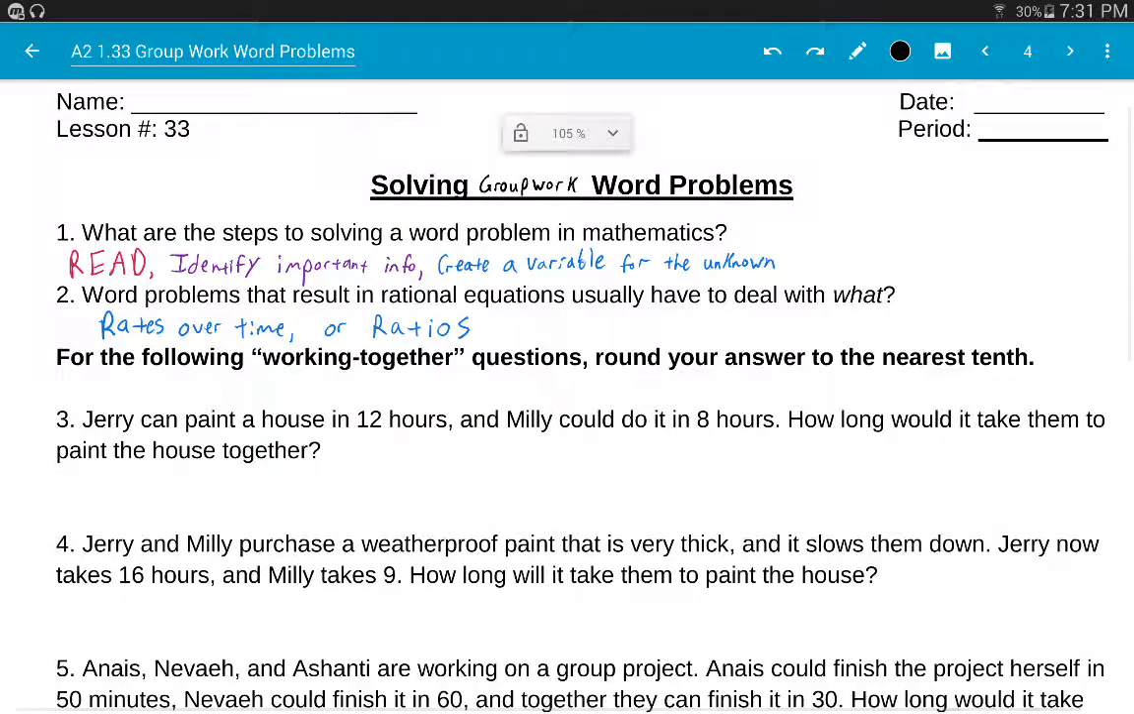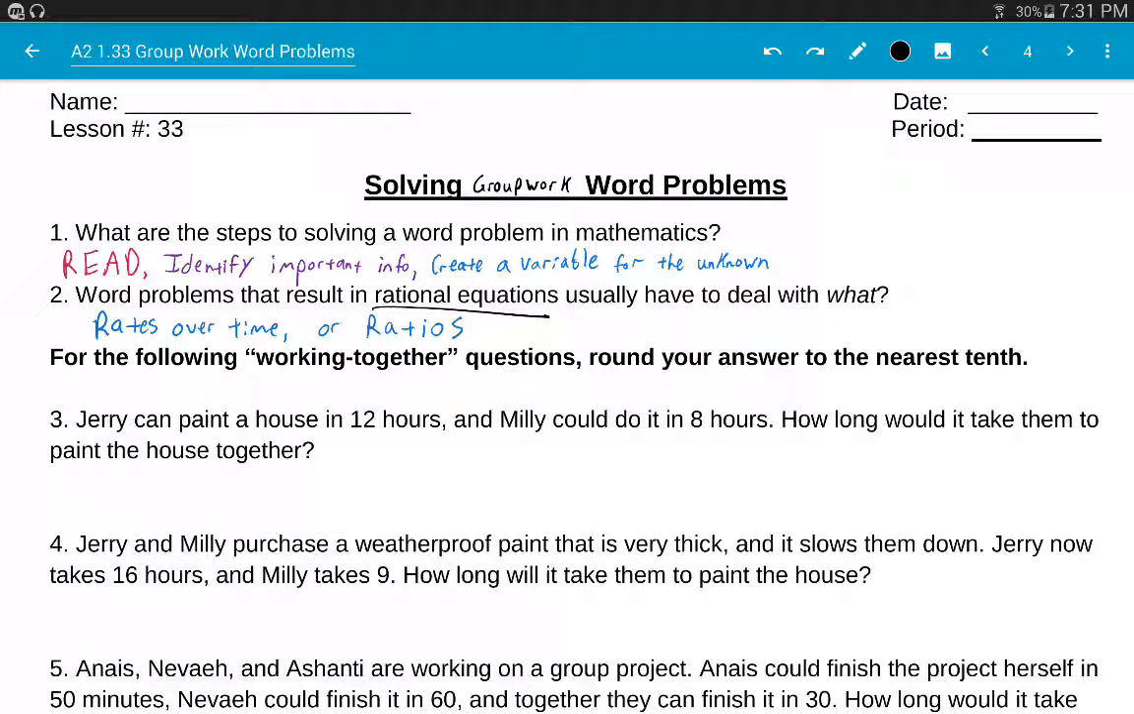Now, these types of word problems result in rational equations, meaning fractions with equal signs, and that's what makes an equation an equal sign. So they're fractions, and there's an equal sign. They usually have to deal with rates over time or ratios. We're going to be dealing specifically with rates over time for right now.